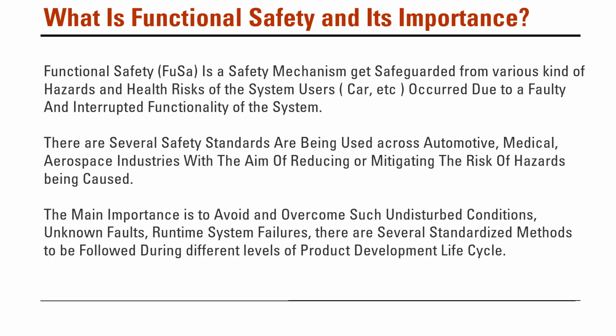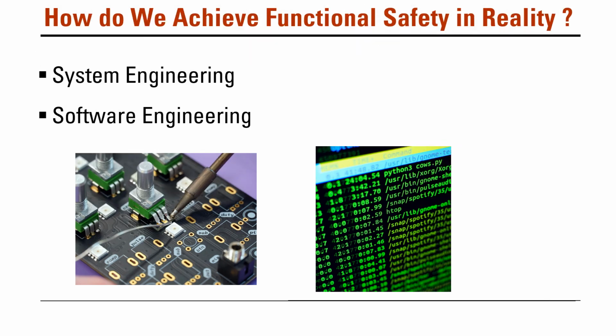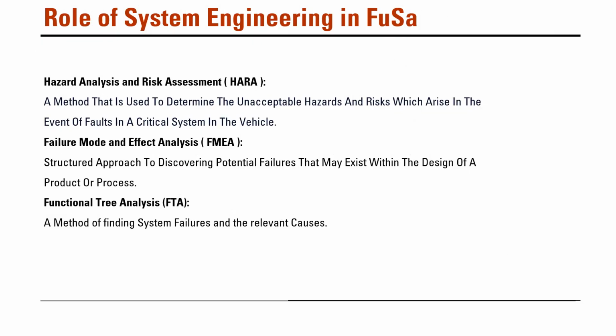Let's go to the next slide. So how do we achieve functional safety in reality? System engineering and software engineering are, I would say, the basic pillars involved to achieve functional safety at the whole product level. So let's go through each item in the coming slides.